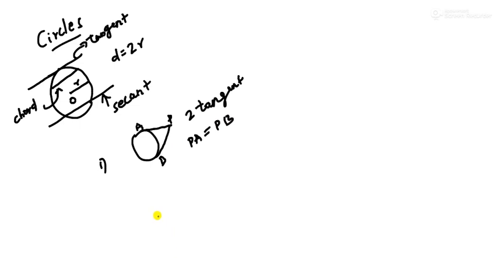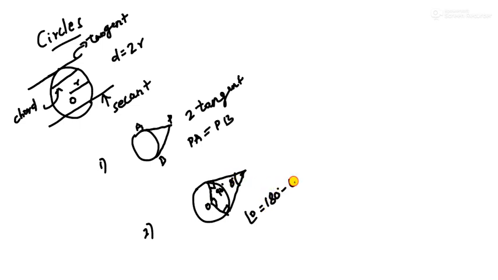This is the first rule about tangents, and the second is about the angle. The angle between the tangent and the radius is always 90 degrees. This is the second rule. And one more question that can be asked is, if they have given this angle and ask you to find this angle, then angle O will always be equal to 180 minus whatever theta you have been given here.